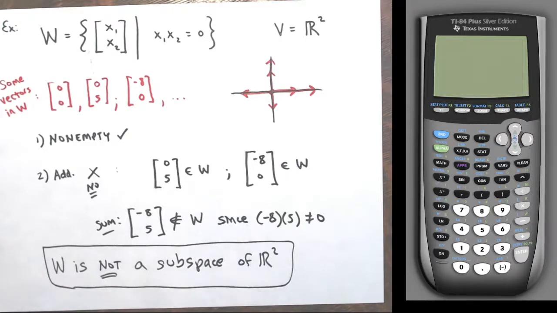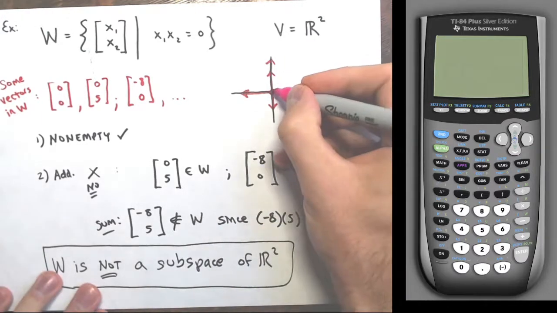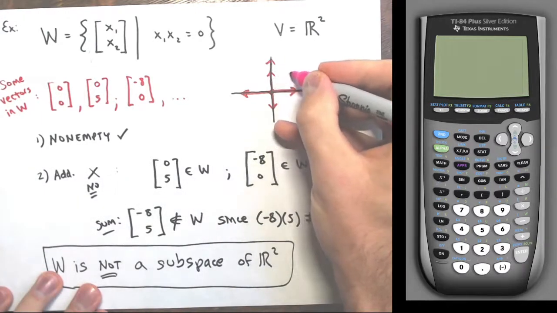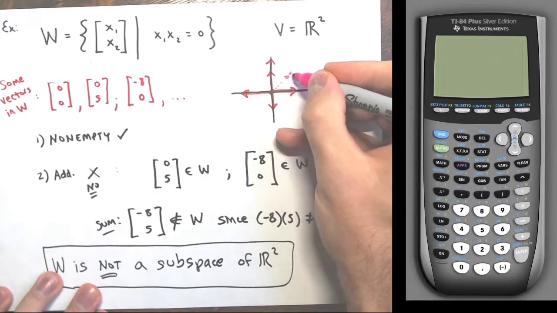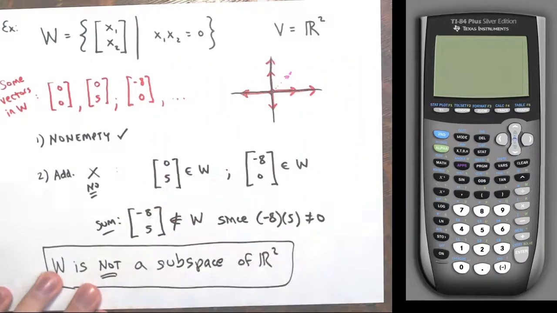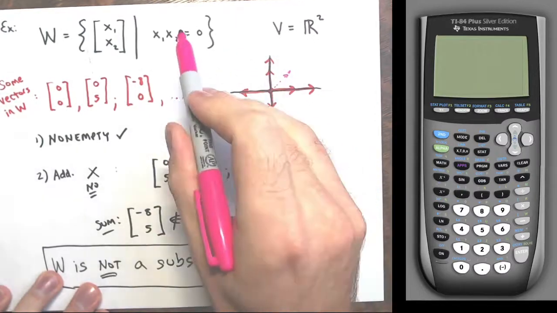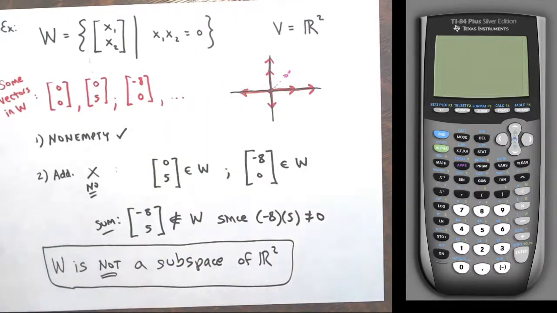All right. Because again, if I were to add this guy and this guy, it would take me to this point out here, which wouldn't satisfy that condition, right? Because the product of these components wouldn't be 0.